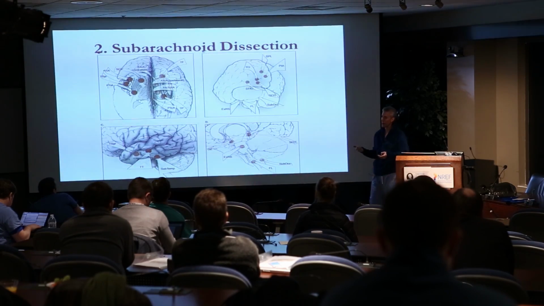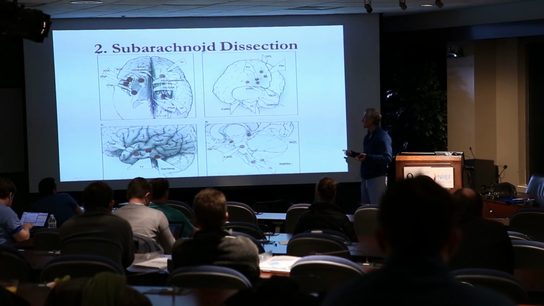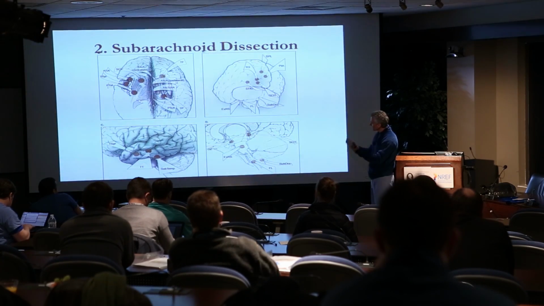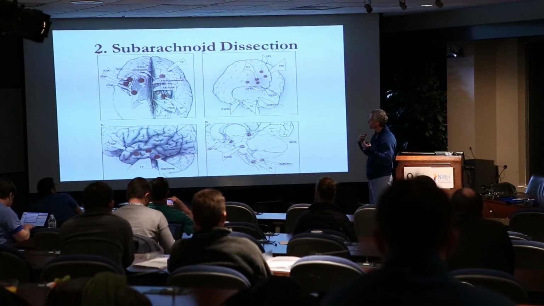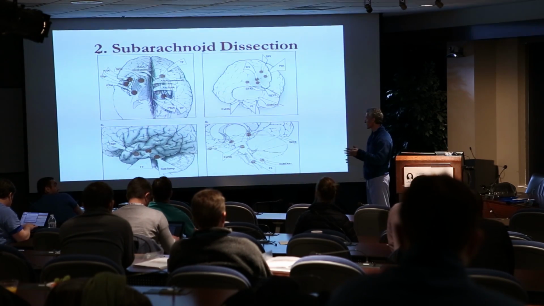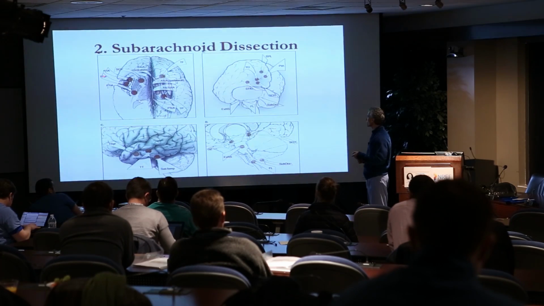Now, step 2 is about subarachnoid dissection. That means after you've done the crani and opened the dura, this is the work that it takes to really get to that surface or that side of the AVM. There are a whole host of different approaches that you can use.